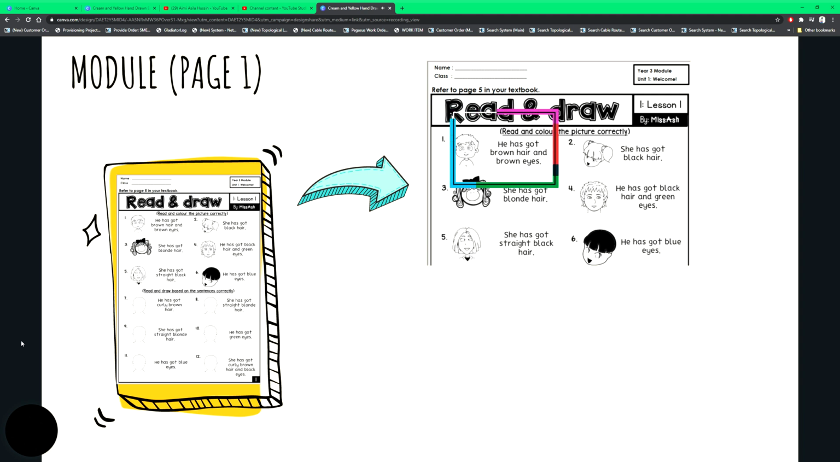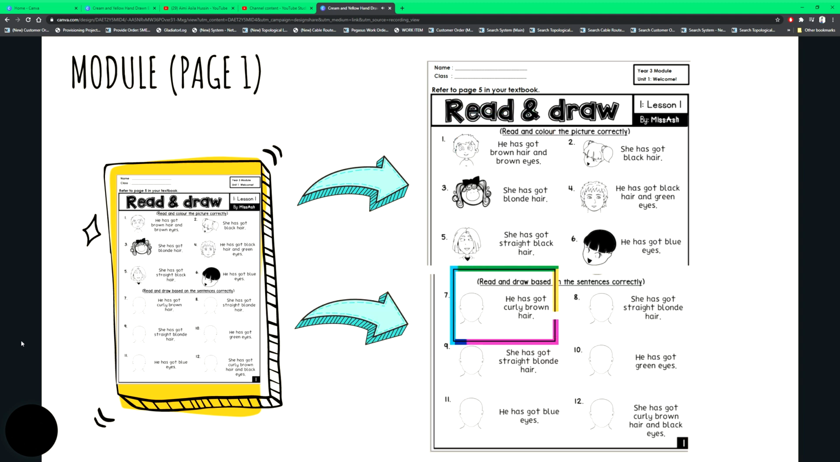Let's look at the first one. He has got brown hair and brown eyes. So what do you have to do next? You have to color the boy. You have to color his hair brown, right? So color his hair brown and his eyes brown.